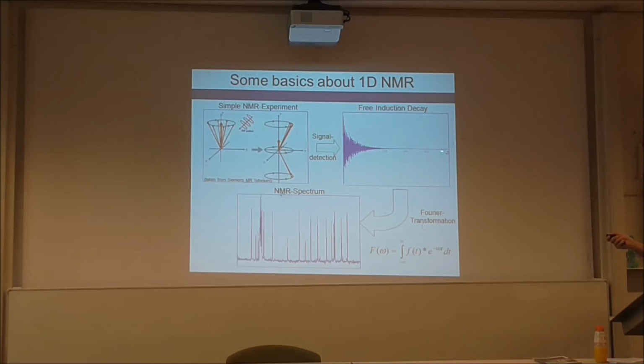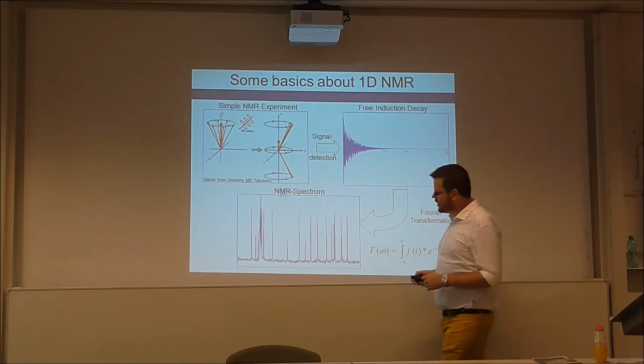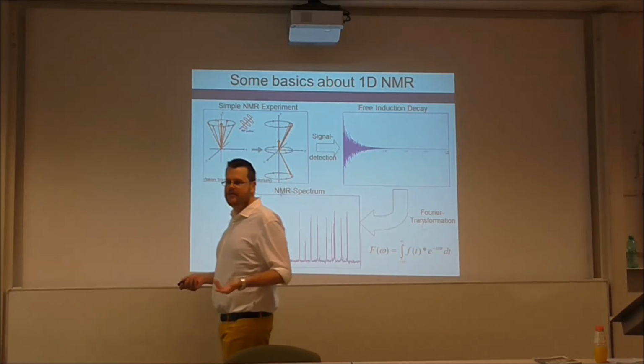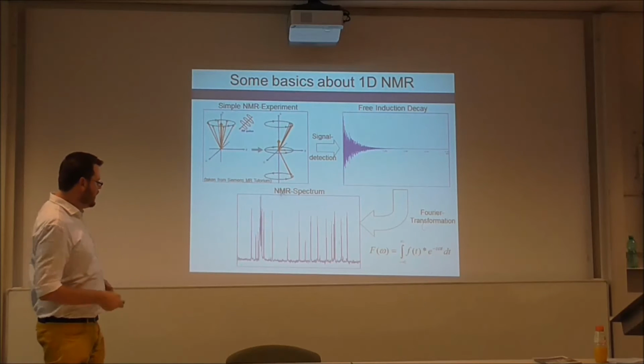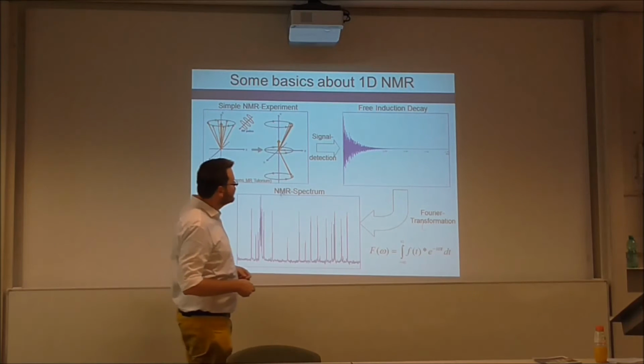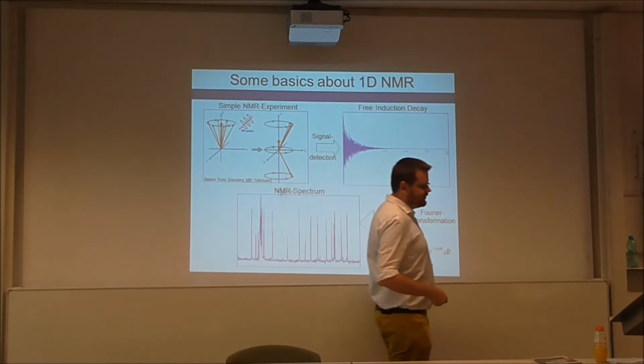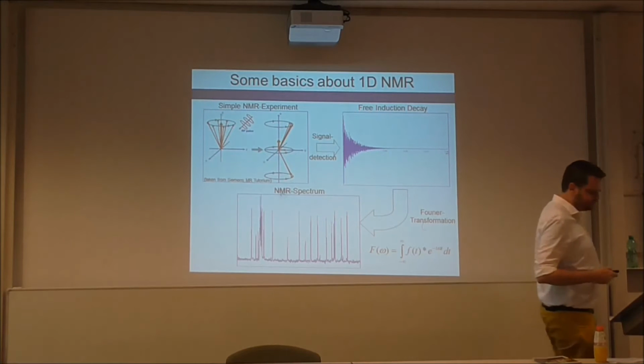So here we have a classic free induction decay signal for a sample. We perform a Fourier transform, we get the spectrum. So that's the mathematics behind it, very simple. This, for example, will be a carbon-13 spectrum, right? But the principles are always the same.